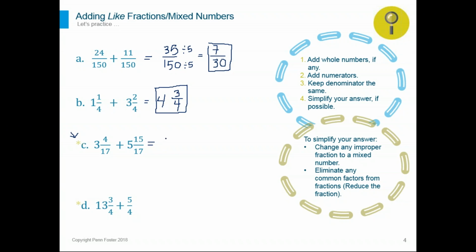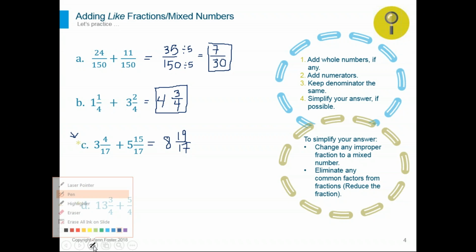3 and 5 will give you 8. 4 and 15 will give you 19 on the top, and of course, you have to keep the 17 on the bottom. Now, this is not in simplest form. There are no common factors between 19 and 17, but the fraction part of this answer is an improper fraction. And that makes our answer not in simplest form. To put the answer in simplest form, we have to simplify the improper fraction to the mixed number form.